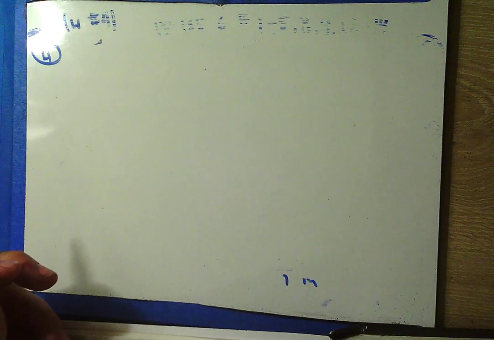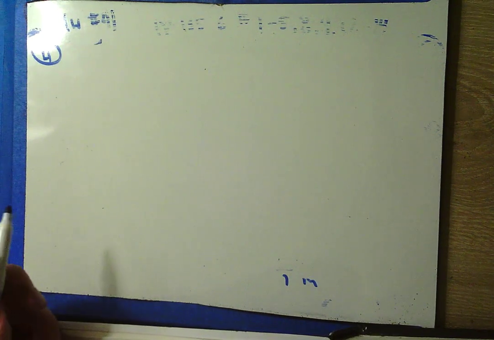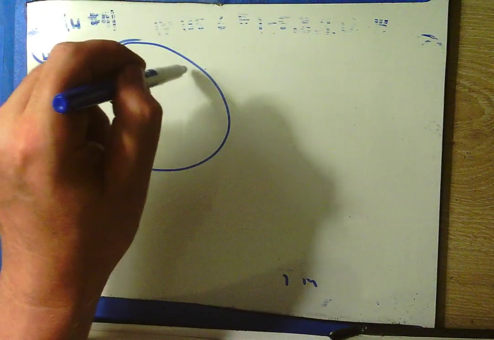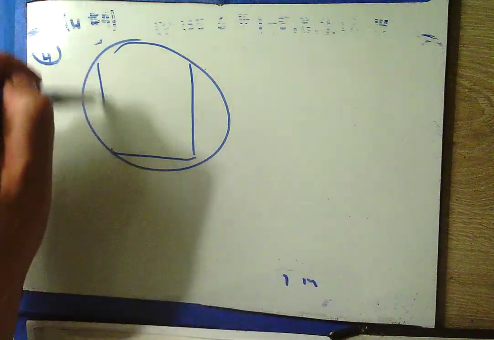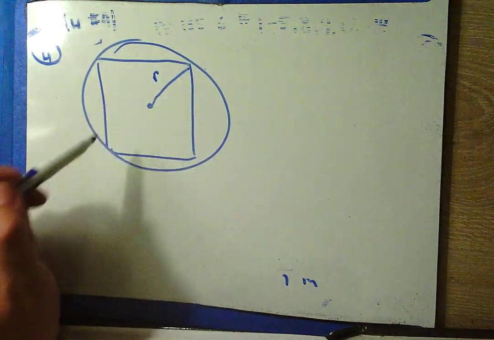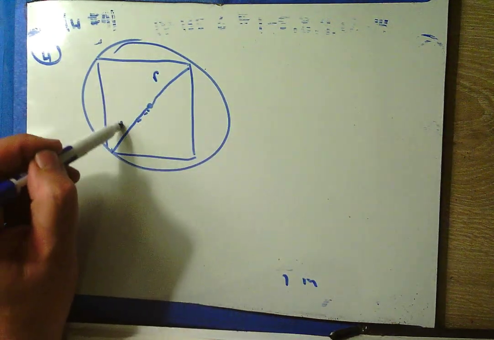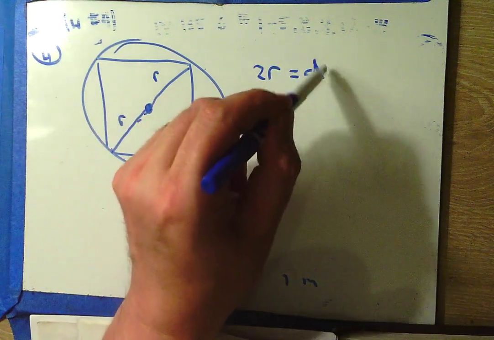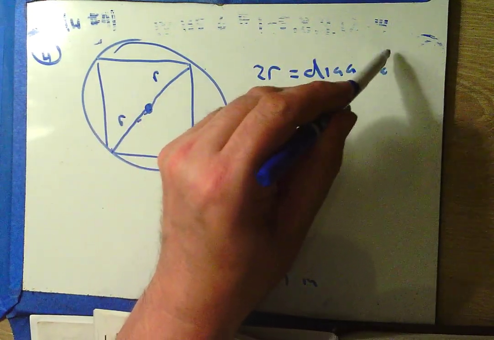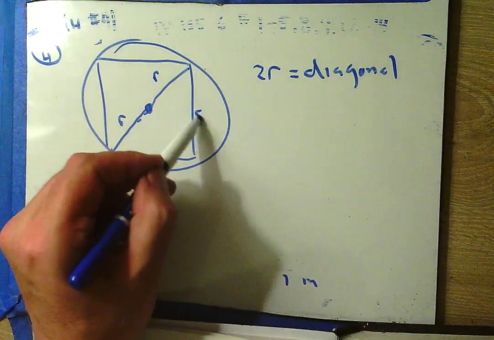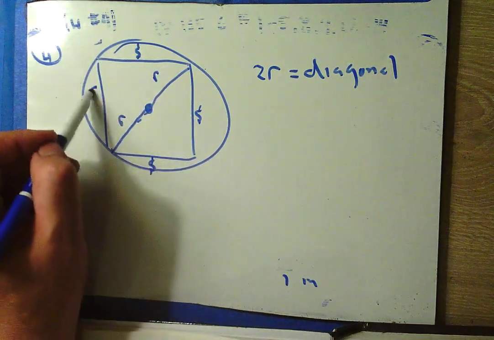Number 4 says, a square of side length s is inscribed in a circle with radius r. Circle, square, radius. This is also a radius. Together, these two radii make a diagonal in the square. Okay? We know the side length of the square is s.